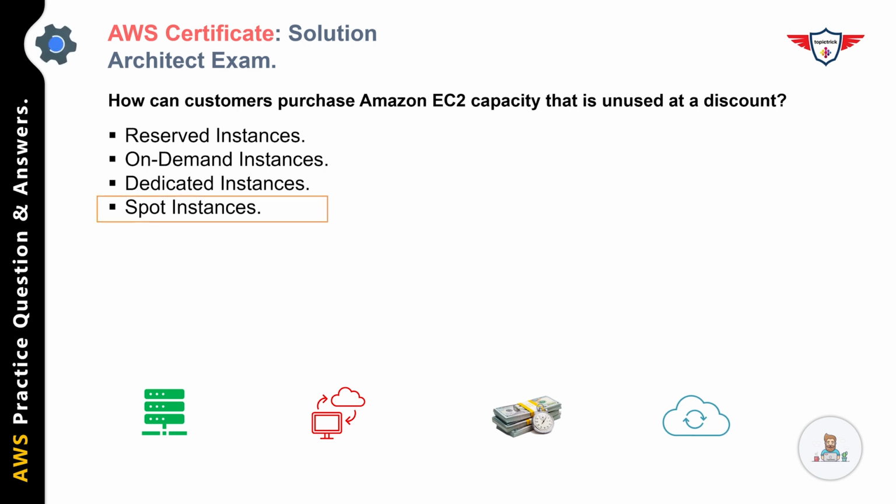Amazon EC2 spot instances let you take advantage of unused EC2 capacity in the AWS cloud. Spot instances are available at up to a 90% discount as compared to on-demand prices.